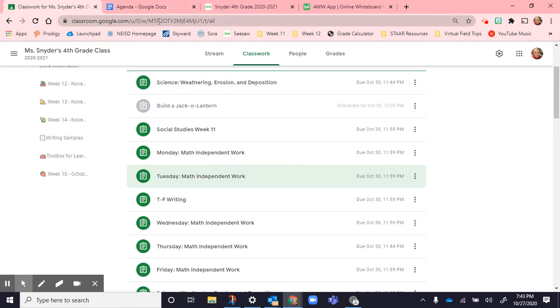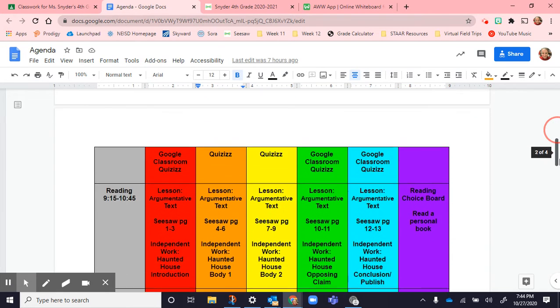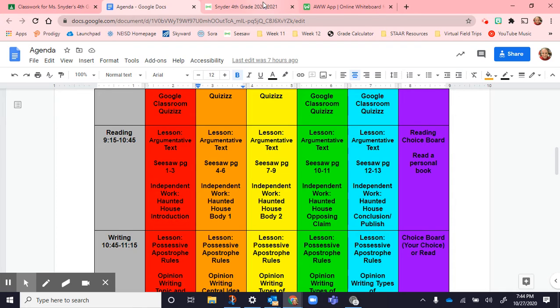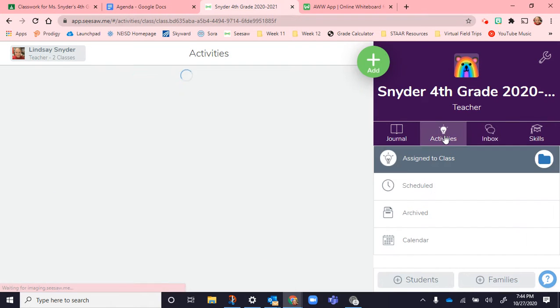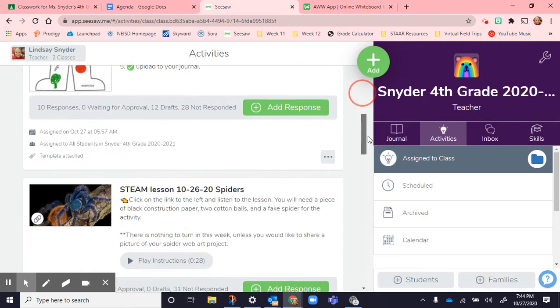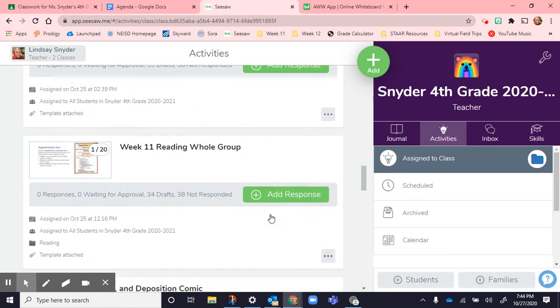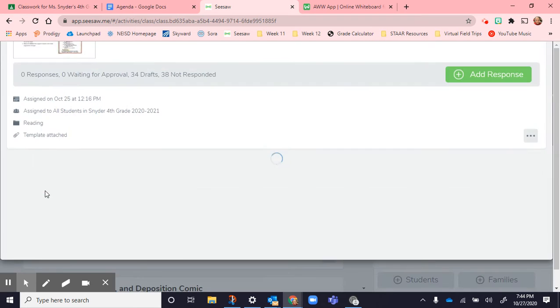And then let's see, agenda. So students did that. We're in the orange here. They did that Google Classroom assignment. Then we got into reading. So reading, we were in Seesaw, and we started this yesterday, so we went to our draft that we did yesterday.